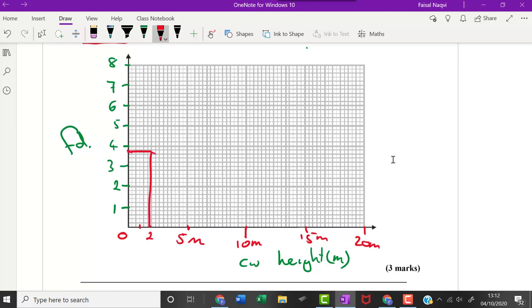My next class width is between 2 and 4, and that has a frequency density of 7. My next class width is between 4 and 8, and has a frequency density of 4.5. My next class width is between 8 and 16, and has a frequency density of 3. And the final class width between 16 and 20 has a frequency density of 2.5.